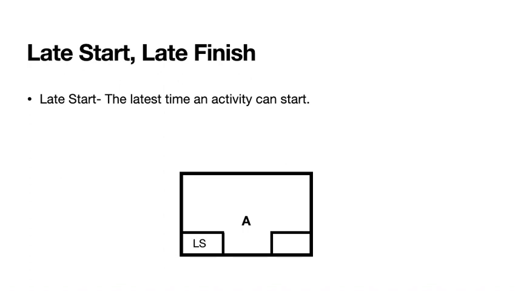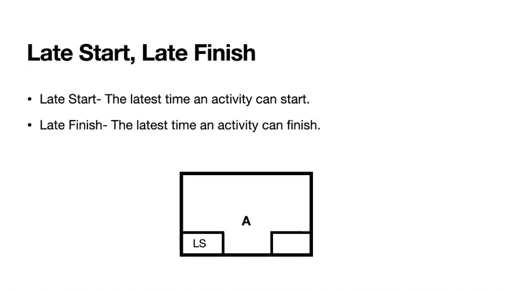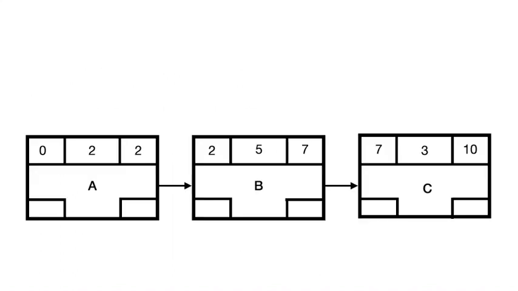The late start of an activity is shown here. The late finish of an activity is the latest time that that activity could finish. And that would be shown here. Now, if we have a network diagram with 3 activities, we have already calculated the early start and the early finish of these activities. We're now going to calculate the late start and the late finish. We begin this by calculating the late finish of the last activity. And as you can see, the last activity here is activity C.